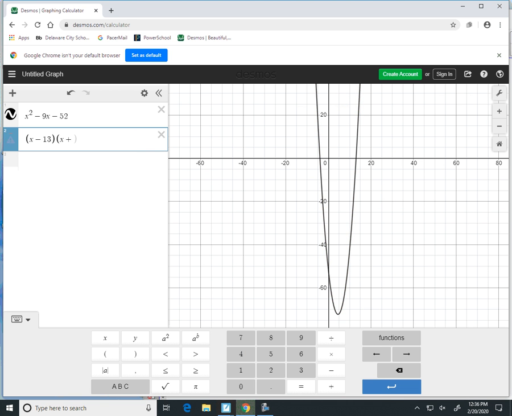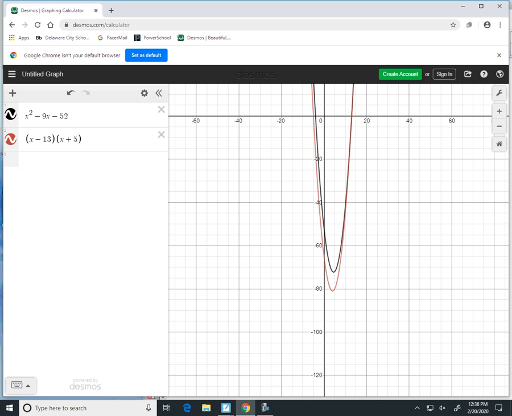Now I just want to show you how we could check. If we went with x plus 5, you can see how that does not match. So x minus 13 and x plus 5 would not be your factored form of x squared minus 9x minus 52. That would not match. Okay.